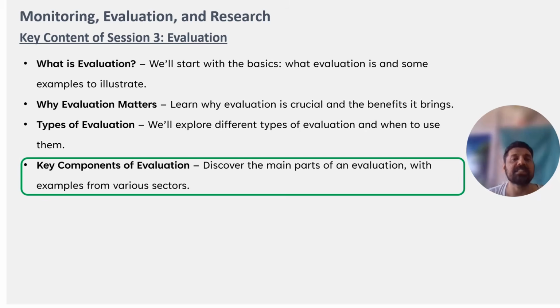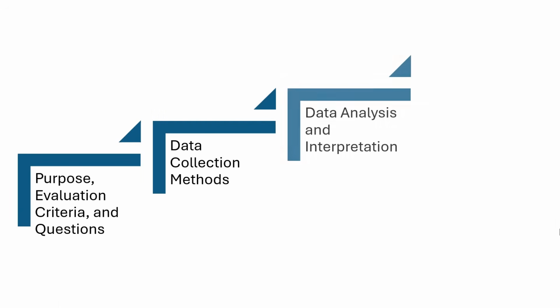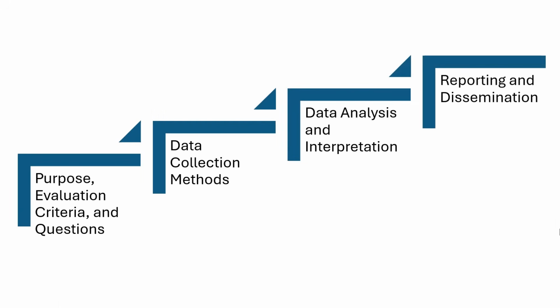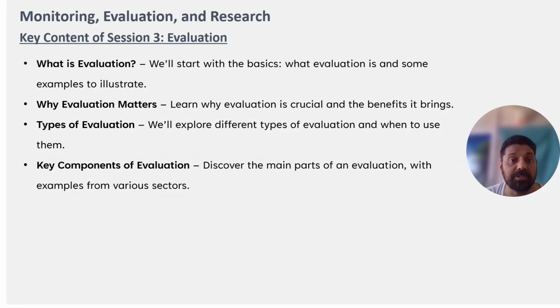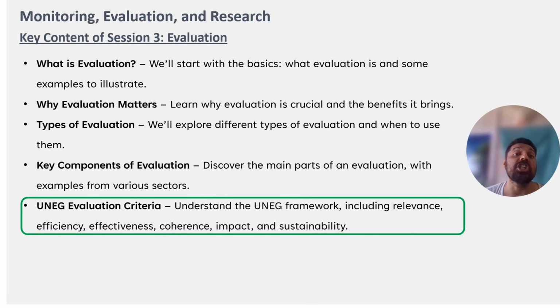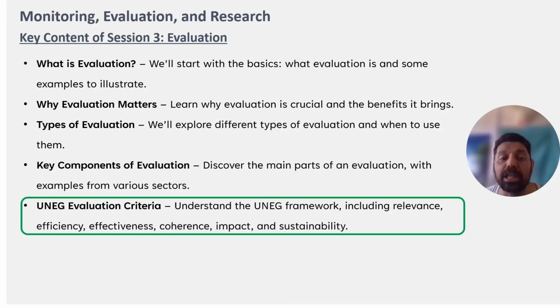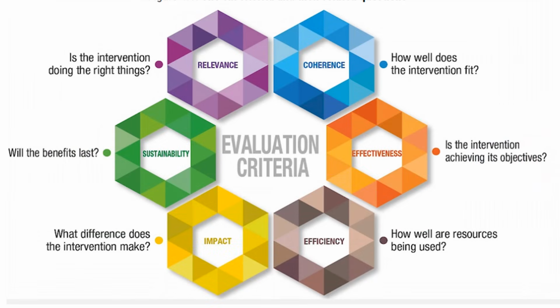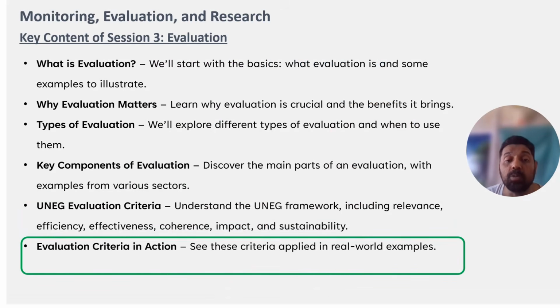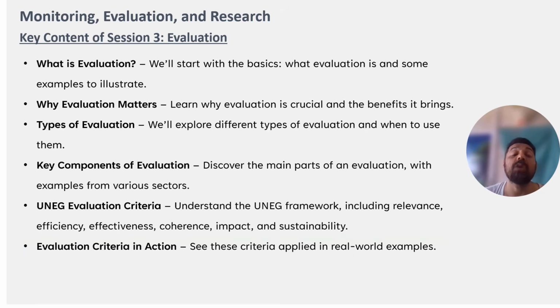Then we will also discuss key components of evaluation to discover the main parts of an evaluation with examples from various sectors. After that, we will discuss UNEG evaluation criteria to understand the UNEG framework, including relevance, efficiency, effectiveness, coherence, impact, and sustainability. These are some of the evaluation criteria. After that, we will discuss evaluation criteria in action to give you some examples of evaluation criteria and to see how these criteria apply in a real world example.